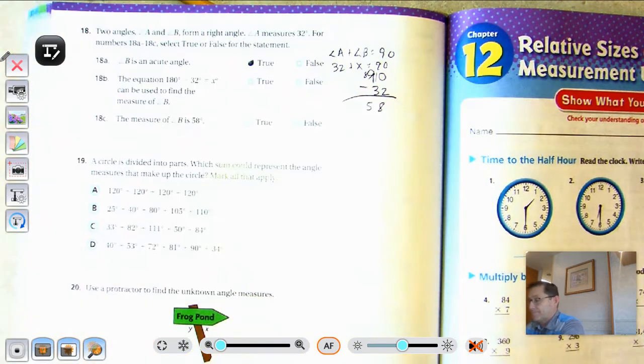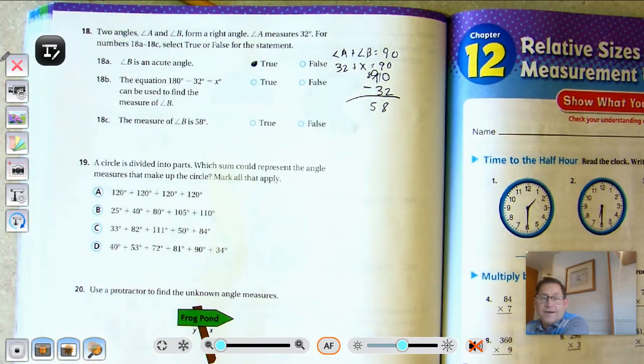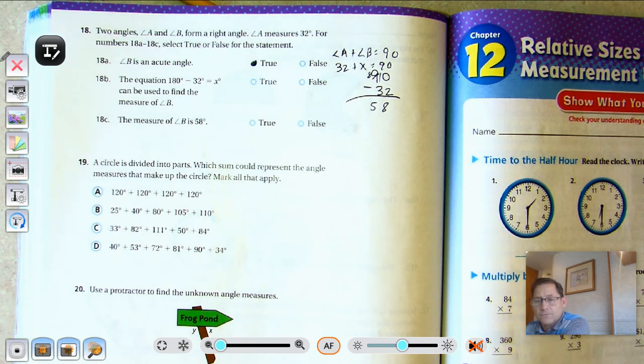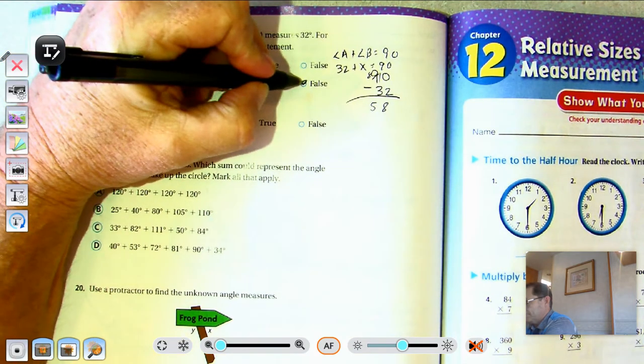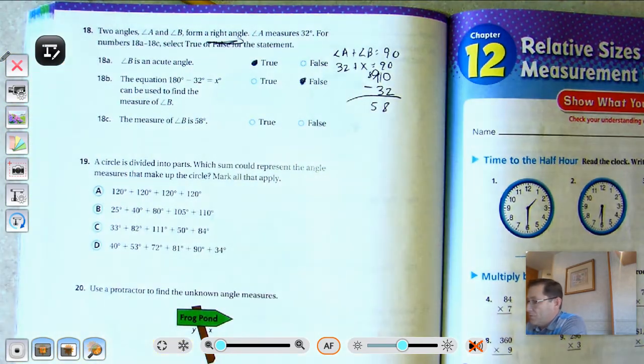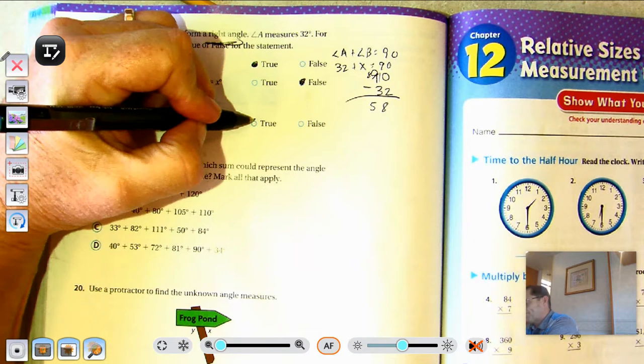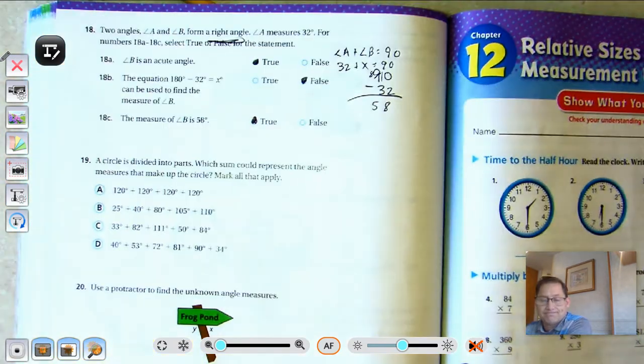Yes, that's a true statement. The equation 180 minus 32 equals x can be used to find the measure of B. No, because it's not a straight angle, it's a right angle. False. The measure of angle B is 58 degrees. Yep. Okay.